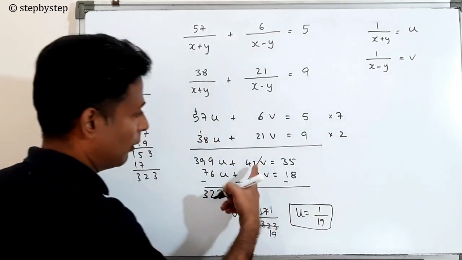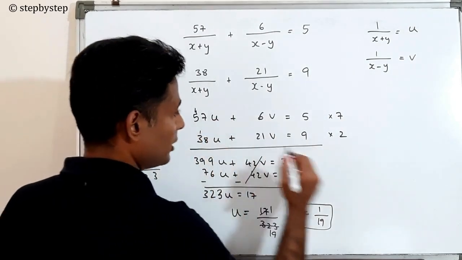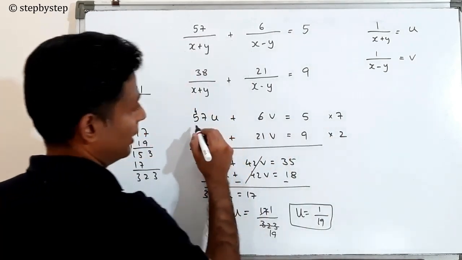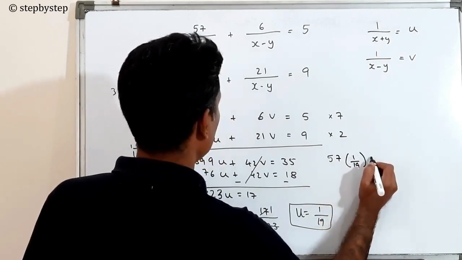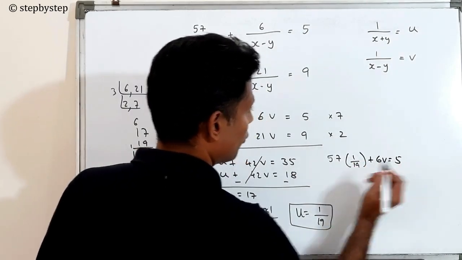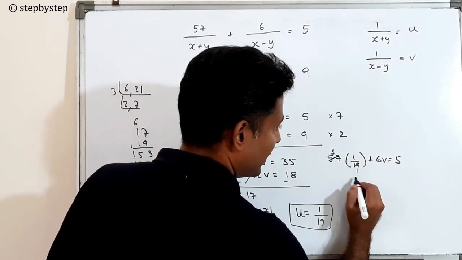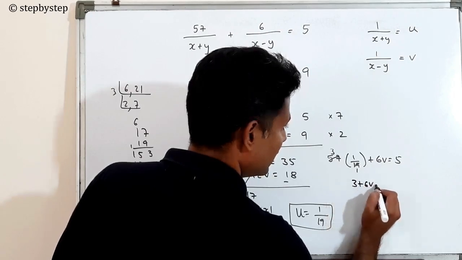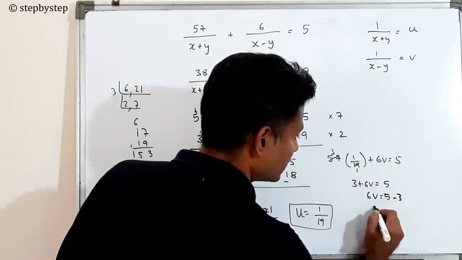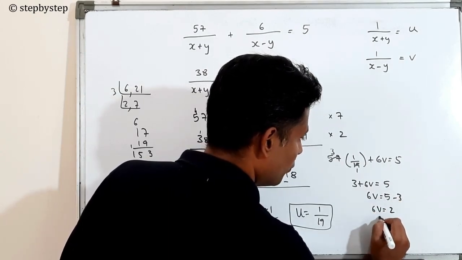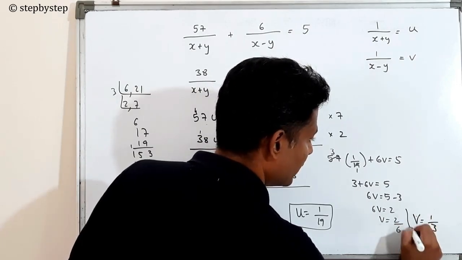Now we found u. Now we can find v. I'll use the first equation to find v. So 57u, that is 57 into 1 by 19, plus 6v equal to 5. 19 3s are 57, so I get 3 plus 6v equal to 5. So 6v equal to 5 minus 3, so 6v equal to 2, v equal to 2 by 6. So v equal to 1 by 3.